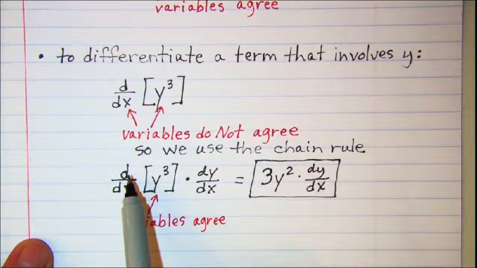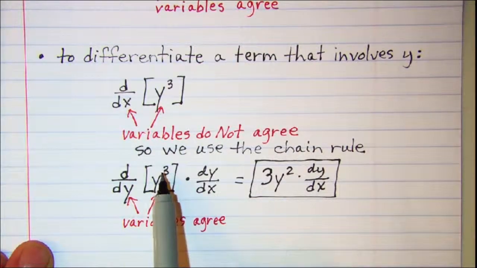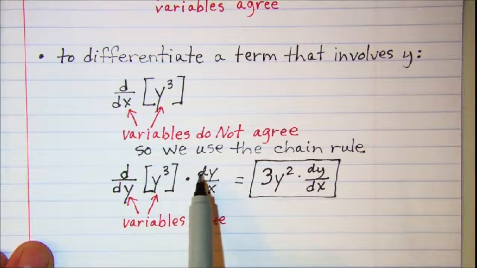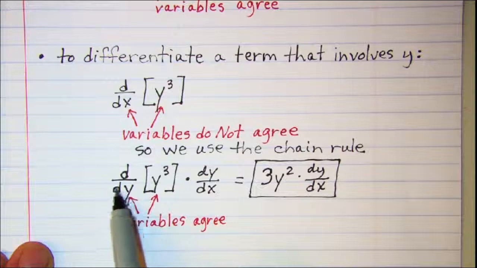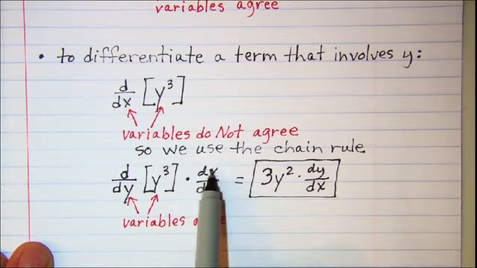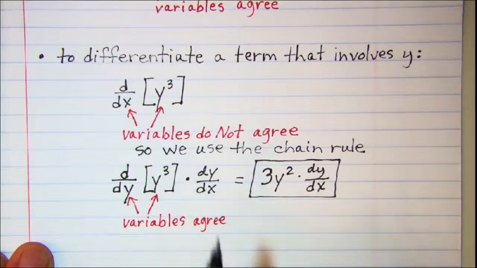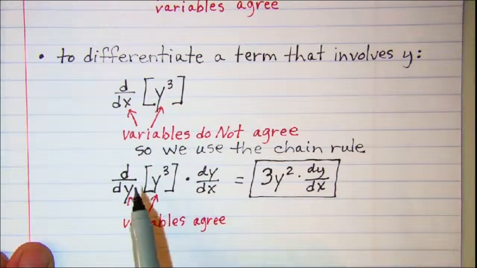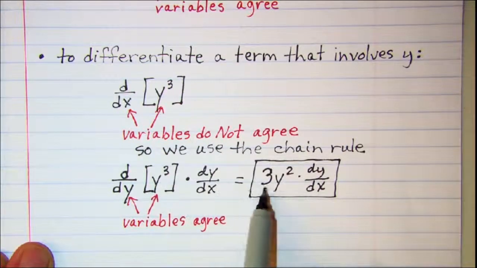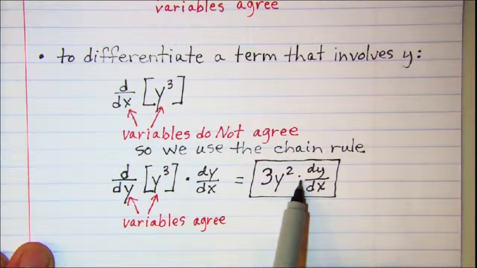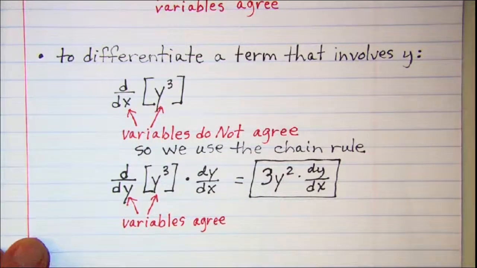So now we can find the derivative with respect to y of y cubed, and then multiply that by dy dx. Remember, these factors, this one and this one up here, are in positions where they could cancel if they were factors. So the derivative with respect to y of y cubed is 3y squared, but then we have that multiplied by this dy dx.